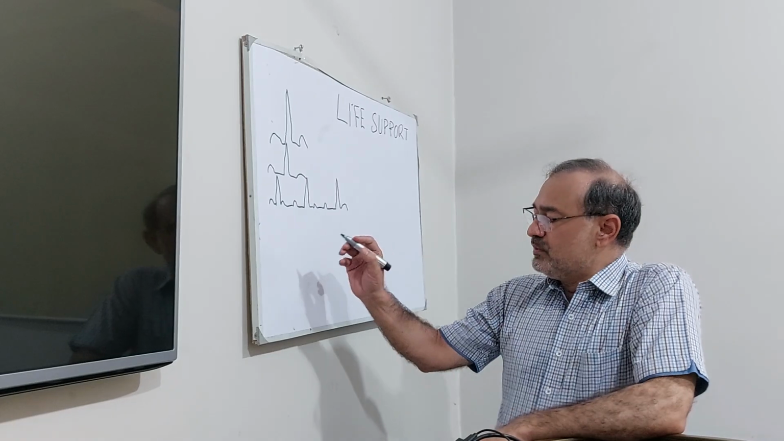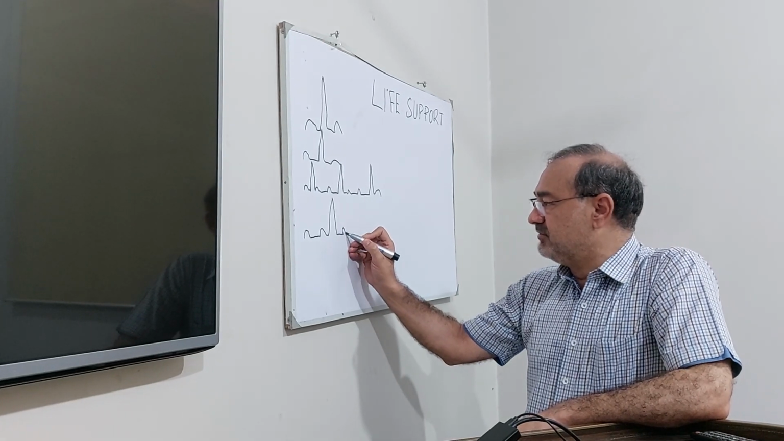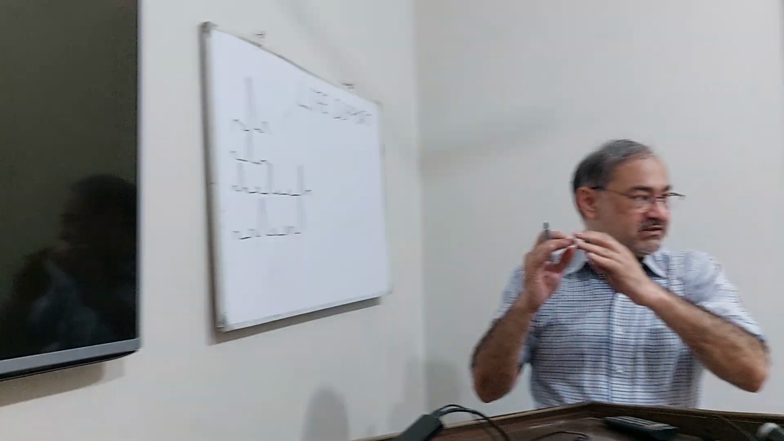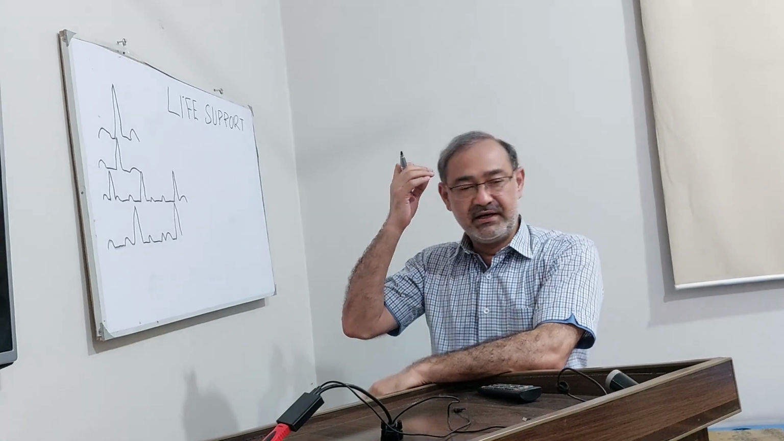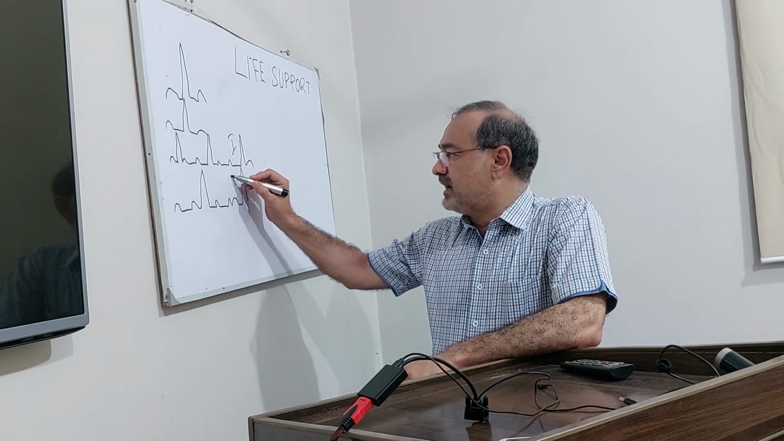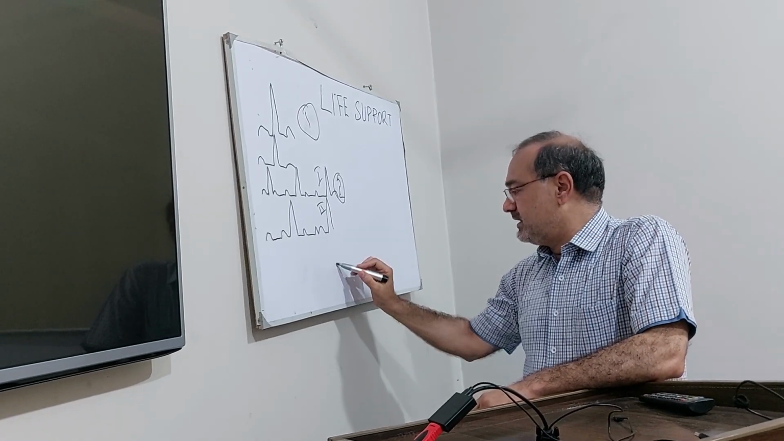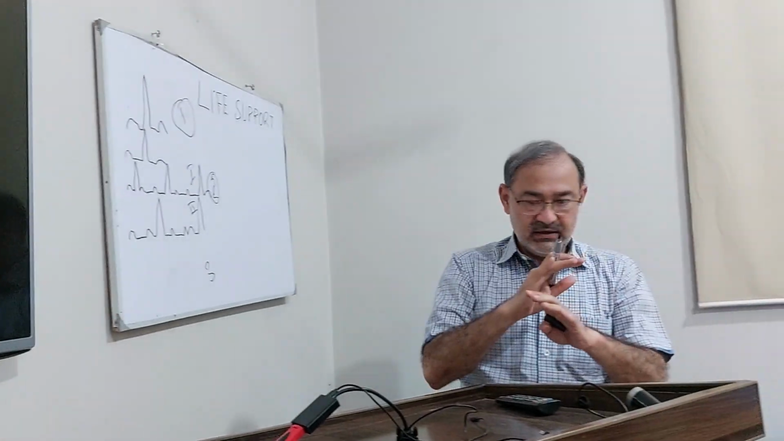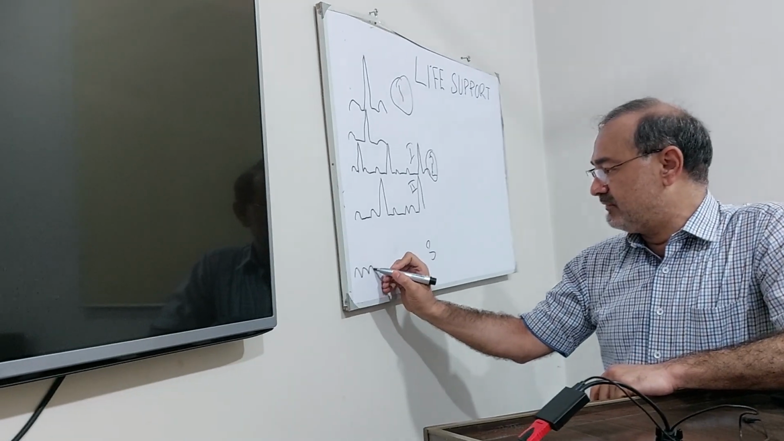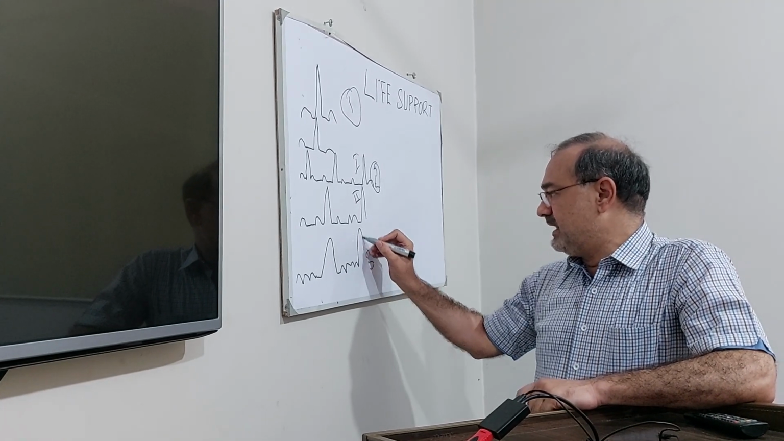And in Mobitz type 2, there are, let's say, two P waves and then one QRS complex: P wave, P wave, and then QRS. So there is progressive lengthening of the PR interval until one beat is missed. This is type 1 and this is type 2, second degree. In the third degree heart block there is complete dissociation between atrial and ventricular contraction, so that you may have 2 or 3 P waves and then 1 QRS complex, then 2 or 3 P waves and 1 QRS complex.